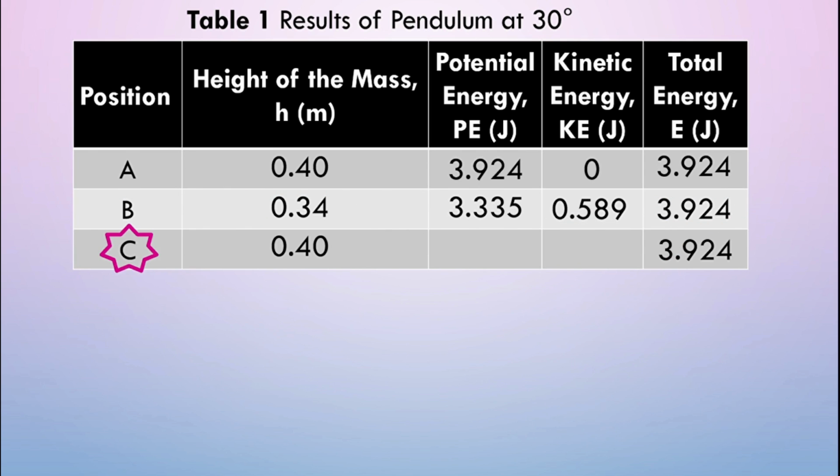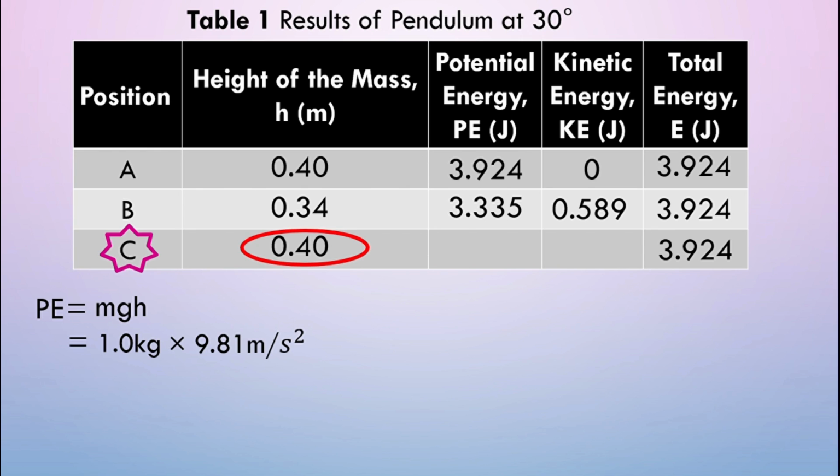For position C, the formula for potential energy is mgh. Mass is equal to 1 kilogram times gravitational acceleration equal to 9.81 meters per second square times height of the mass which is equal to 0.4 meters. Therefore the potential energy is equal to 3.924 joules.